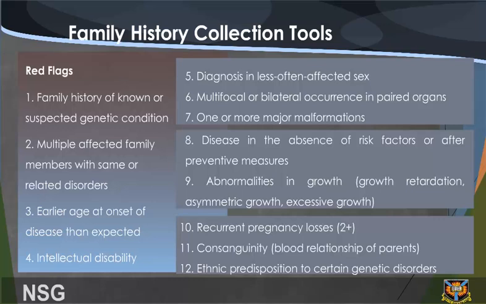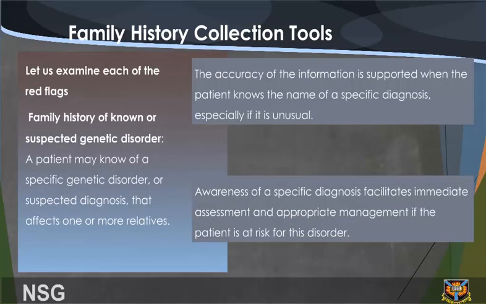9. Abnormalities in growth: growth retardation, asymmetric growth, excessive growth. 10. Recurrent pregnancy losses, two or more. 11. Consanguinity, blood relationship of parents. 12. Ethnic predisposition to certain genetic disorders. Let us examine each of the red flags.